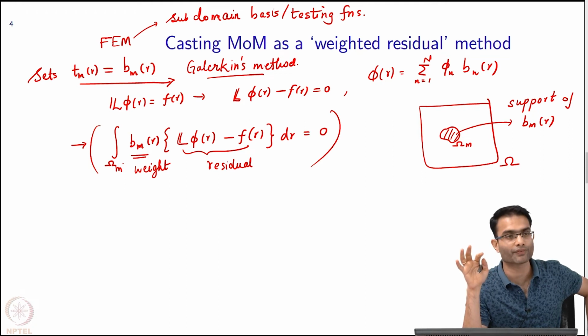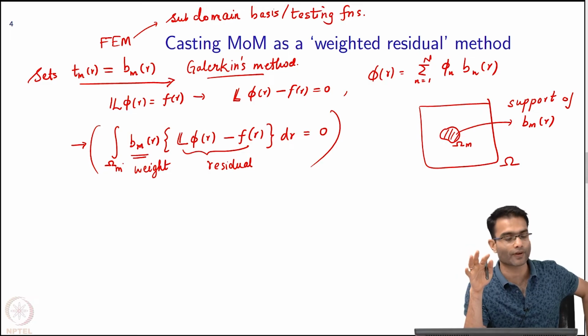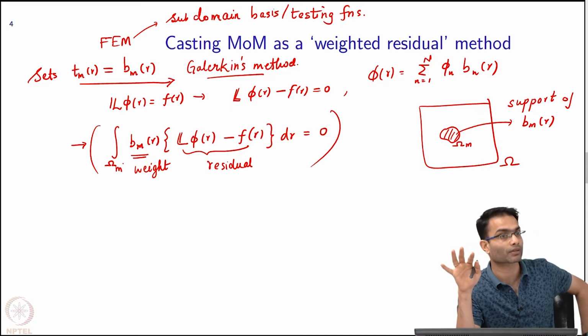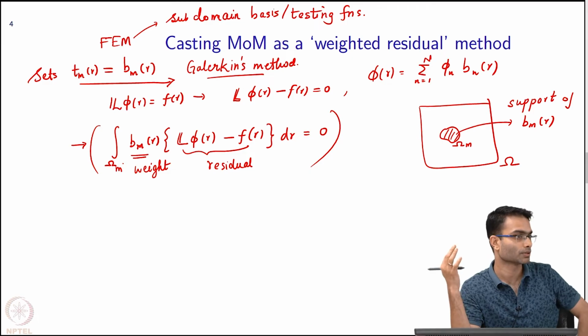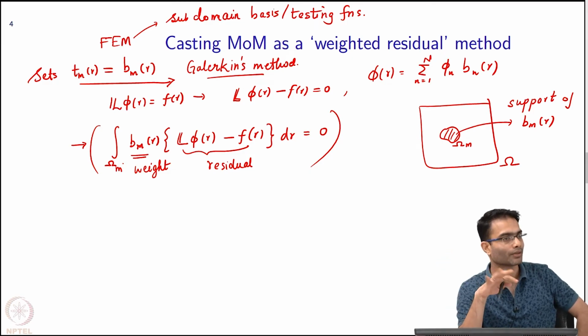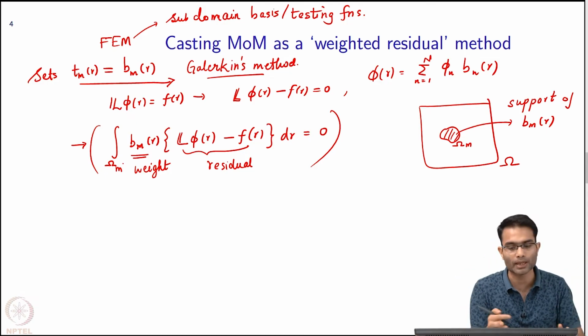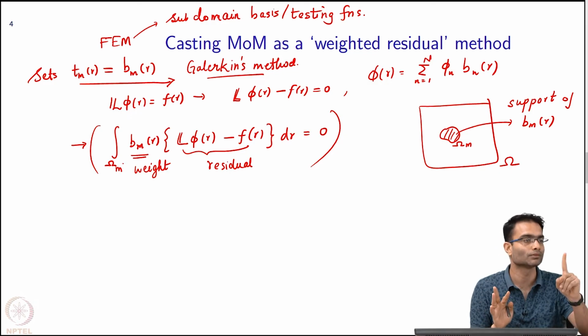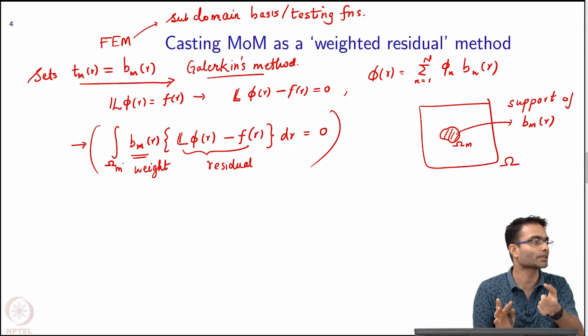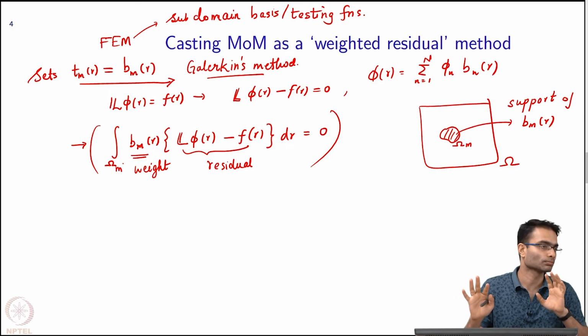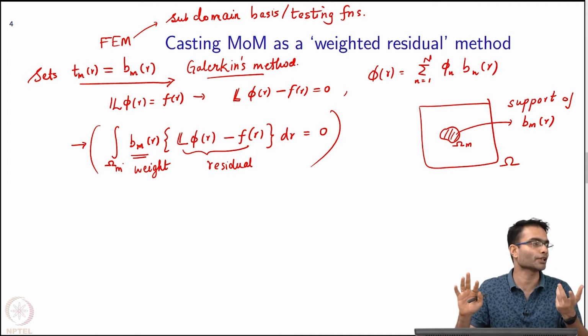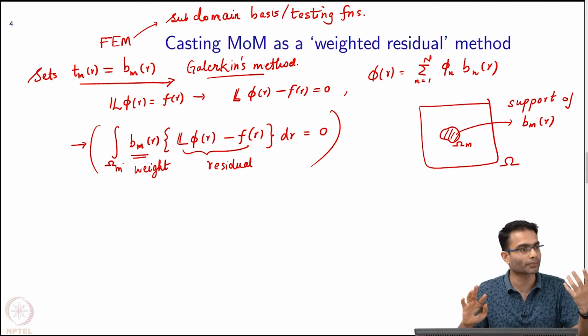This is very different from saying that L phi of r should be equal to f of r for every r. That is too strong a condition. So, we are weakening it, we are saying I will allow you to have non-zero values, or rather to be zero in an average sense. For example, if Bm of r was 1, like a pulse function, then the average residual is 0. That would be the meaning of this equation, right. But in general, Bm of r need not be just a pulse function, it can be something more complicated.